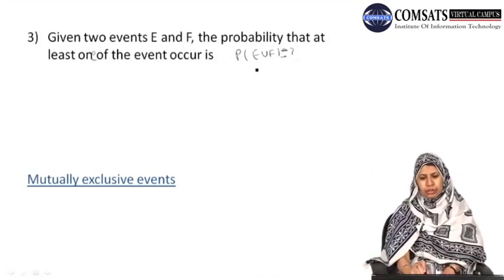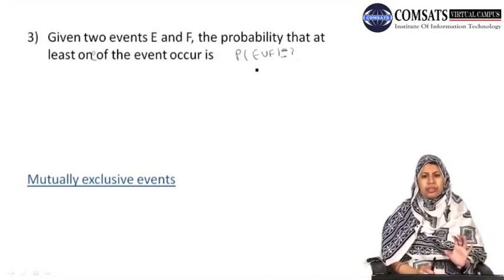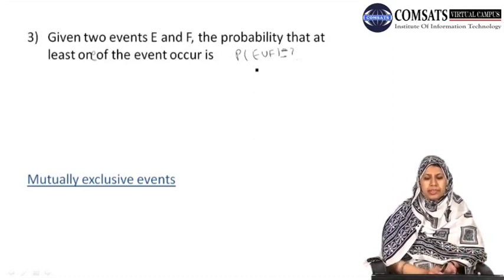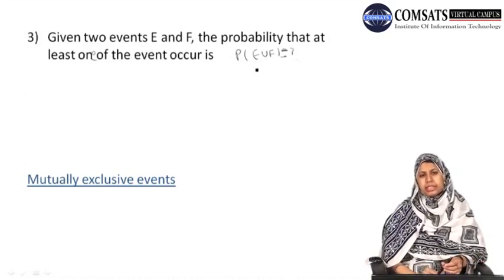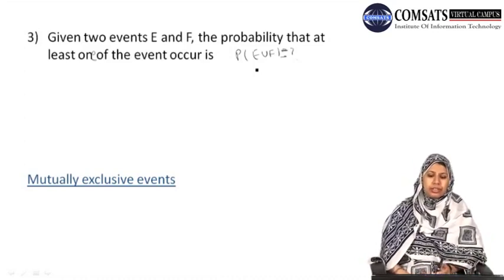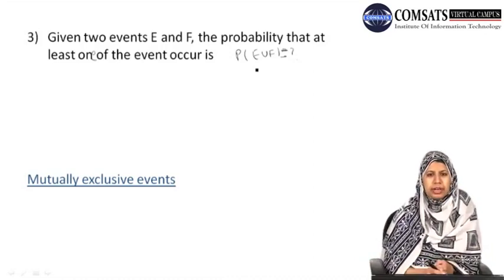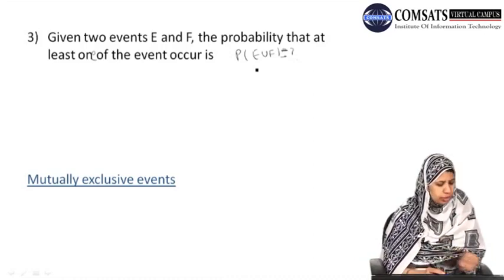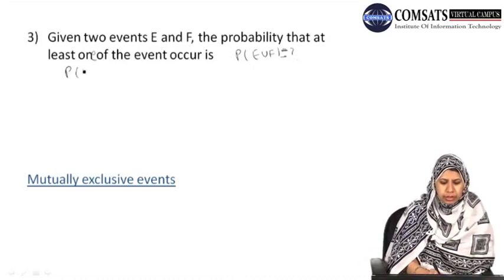And if you recall from our previous lecture, we have said that the union of two events means that at least one of the events will occur, and the intersection of two events means that both of them should occur. So the probability that at least one of the events occurs is nothing but finding the probability of the union of these two events.